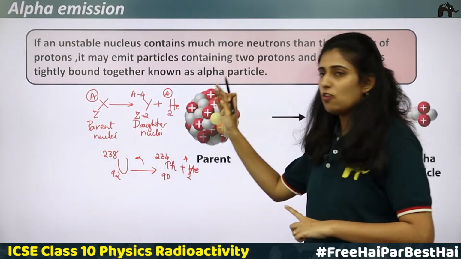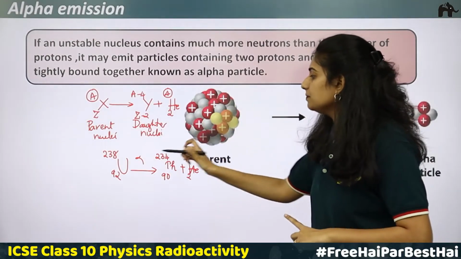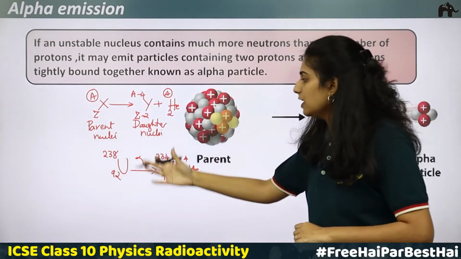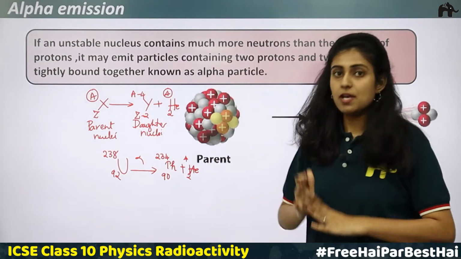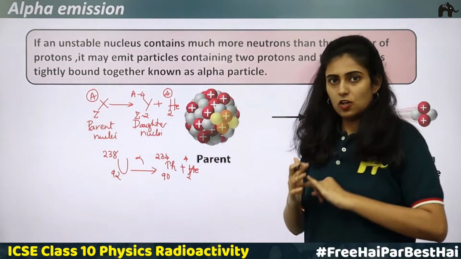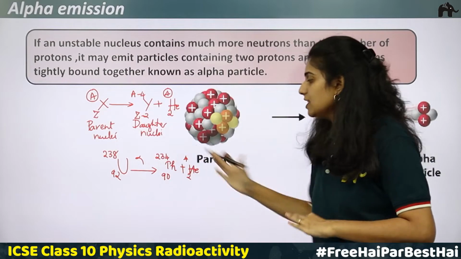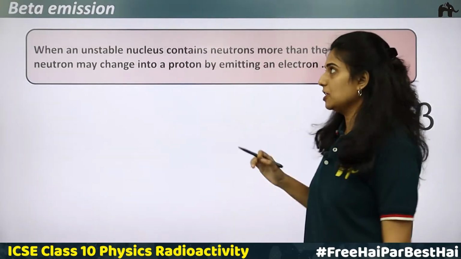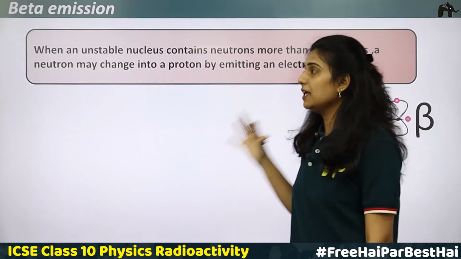So we know that we have already discussed that when the atomic number increases or it goes beyond uranium or near to uranium, the number of neutrons will be higher than the number of protons. In those cases they come to the stable state by emitting alpha particles. Next is beta emission. Here the particle emitted will be a beta particle.